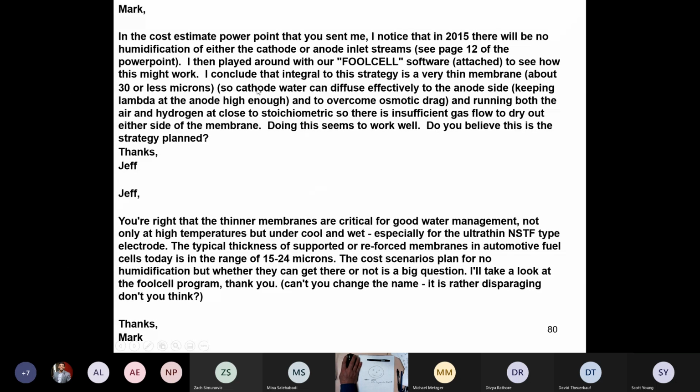So this is the point. You can do it with a thin membrane, and we were running in the fuel cell program just too far away from stoichiometric, so we were drying out the membrane, right?